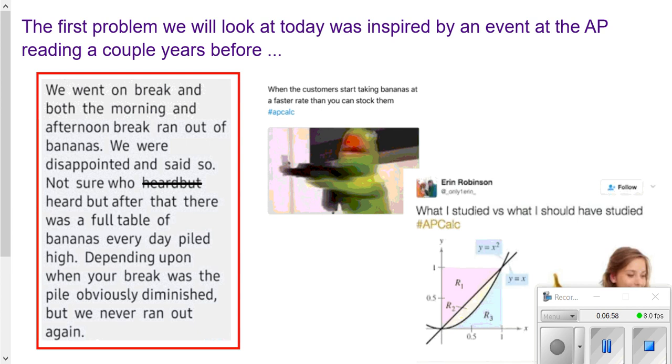Anyway, so they went on their formatted break, both in the morning and in the afternoon, and they ran out of bananas at the snack table. And so the readers said they were really disappointed. They wanted the bananas, and they said so. Not sure who heard, but after that, there was a full table of bananas every day, piled high. Depending on when your break was, the pile obviously diminished, but we never ran out again.